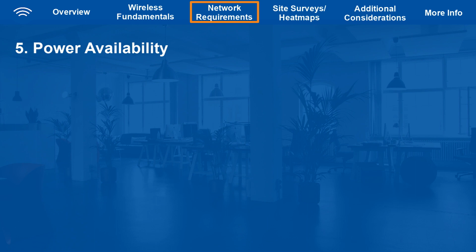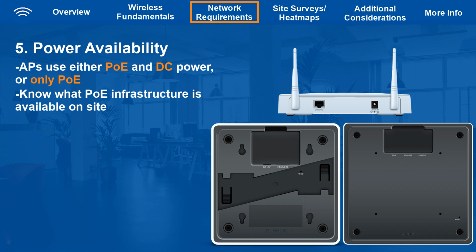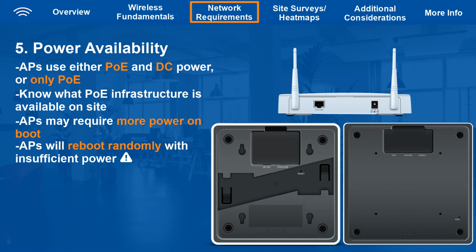In terms of power availability, Sophos APs can be powered through power over Ethernet or DC power. Some AP models can be powered through both, while some only PoE. So be sure to know what your APs require. Make sure you know what infrastructure your site has available for PoE, and keep in mind that APs can require more power on boot than advertised. So be sure your PSE can supply more than the minimum requirements. If an access point doesn't receive enough power, it can actually start rebooting randomly.